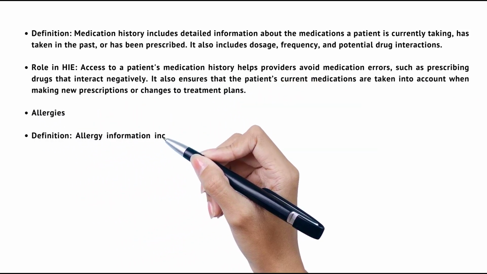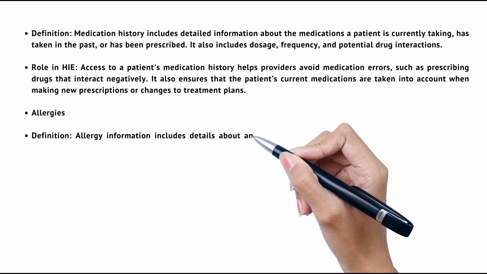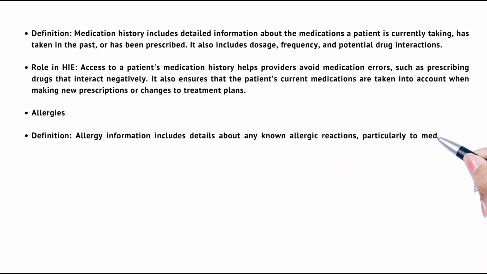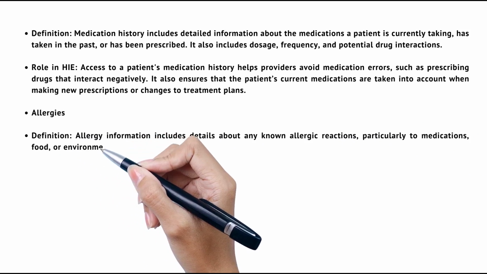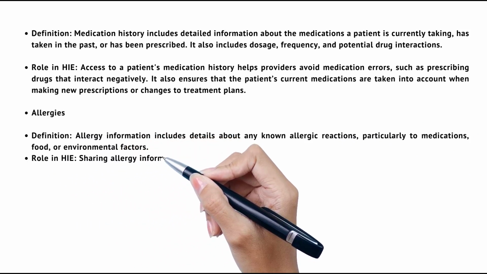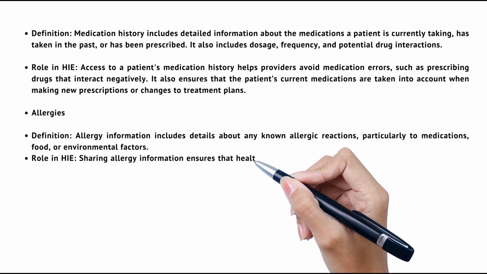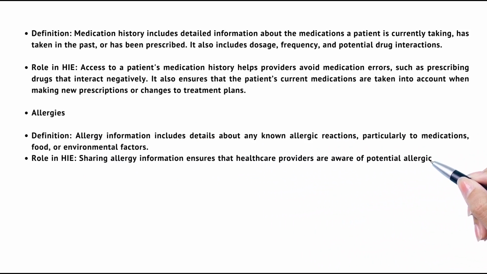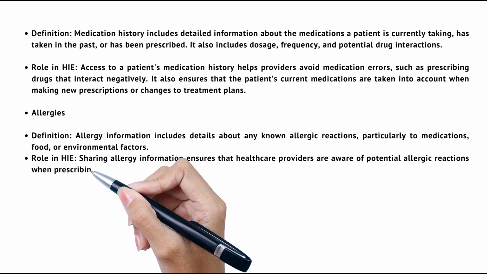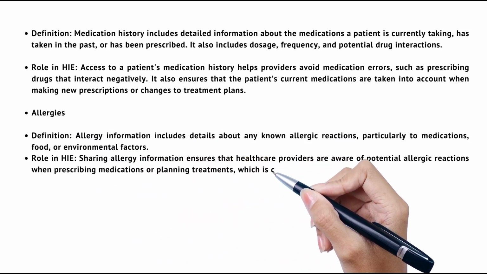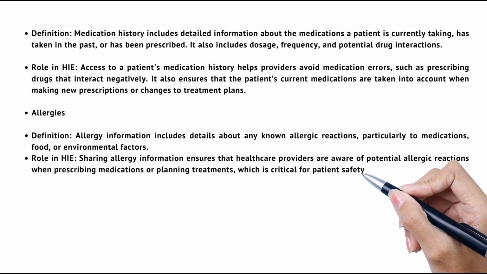Allergies. Definition. Allergy information includes details about any known allergic reactions, particularly to medications, food, or environmental factors. Role in HIE. Sharing allergy information ensures that healthcare providers are aware of potential allergic reactions when prescribing medications or planning treatments, which is critical for patient safety.